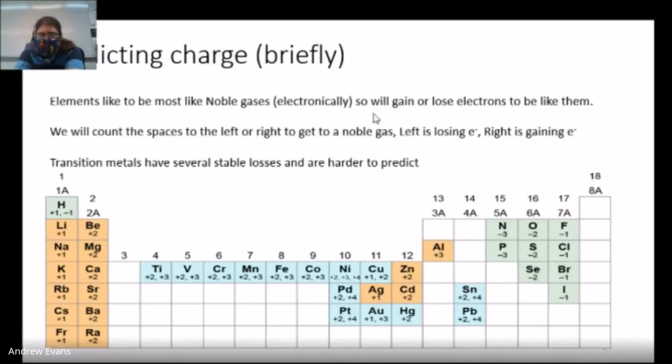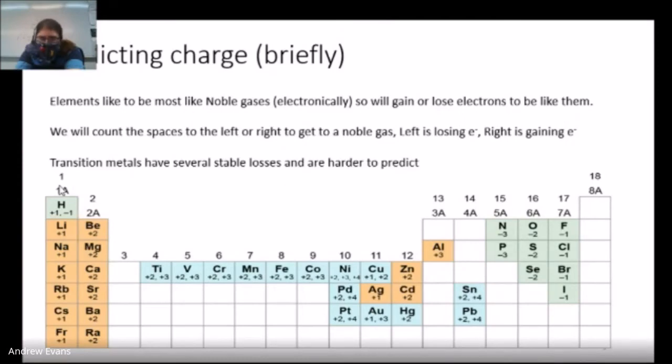Now, before we get too far, this is how we learn the charges on most of these guys. Elements will like to be like a noble gas. A quick reminder, a noble gas is this 8A column, this 18 column right here on the periodic table. Helium, neon, argon, krypton, xenon, so on. All those are noble gases. Every element will want to be like them. They want to have a similar electron count. We will talk more about this in the following chapters. But they will want to either gain or lose electrons to get to be 18.